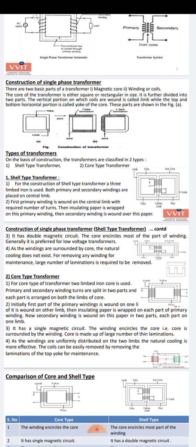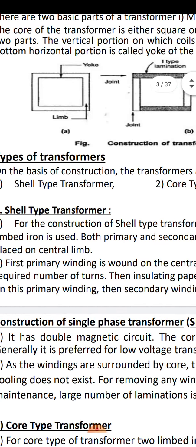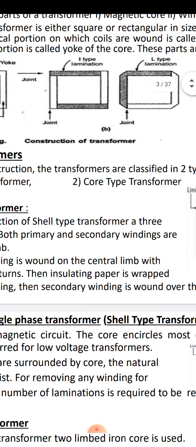You can see these parts in the diagram. Here the horizontal parts we are calling the yoke, and the vertical parts are called the limbs.